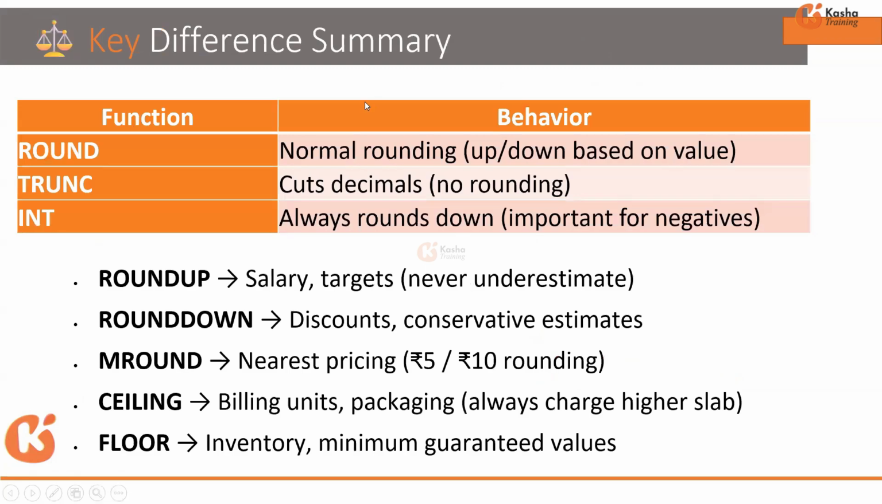Let's see what the key difference is between all these functions. ROUND is just a round up or round down. TRUNC is just a cut of the decimal with no rounding. INT always rounds down, which is important for negatives. ROUNDUP is rounding up. ROUNDDOWN is rounding down. MROUND is nearest pricing, which is 5 or 10, whatever you want to round to. CEILING is like billing unit or packaging, and FLOOR we use for inventory and maximum guaranteed value.